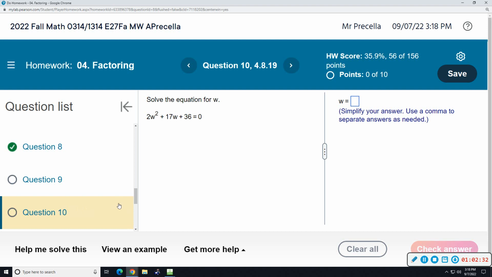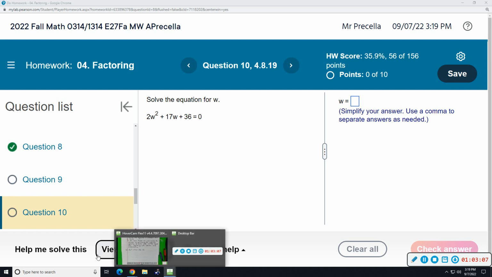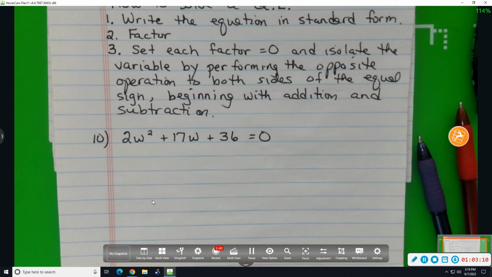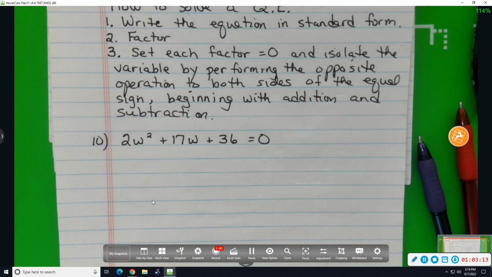So let me write this one down, and then we'll follow those 3 steps that I wrote out for us. Problem number 10. 2w squared plus 17w plus 36 equals 0. And you're saying, well, you say the instructions are so important, but you didn't write any of them down. Yeah, I didn't. I don't write down the instructions here. But you still read them on the computer screen, okay?